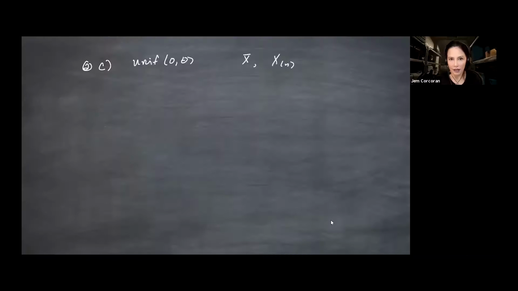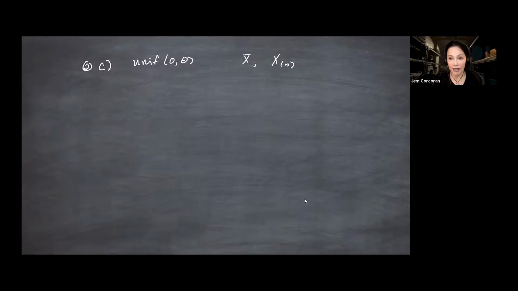Let's see. Okay, so that's really sloppy, but in 2C, we have x1 through xn, a random sample from the uniform 0 theta distribution, and in part A, you're to make an unbiased estimator based on x bar, and in part B, an unbiased estimator based on the maximum. So, kind of hard to do C without doing A and B, but let's look at the variance of both of these.